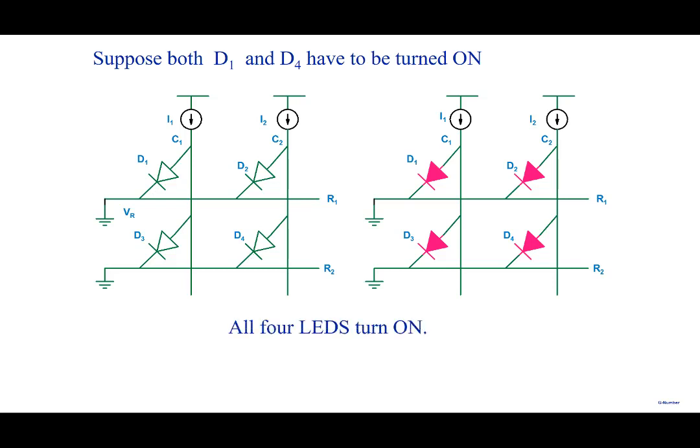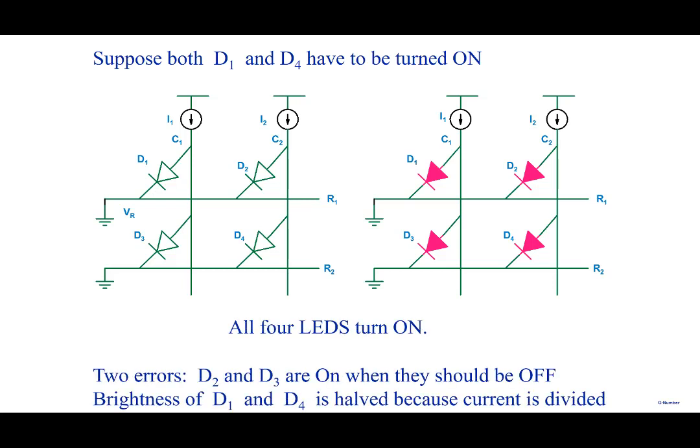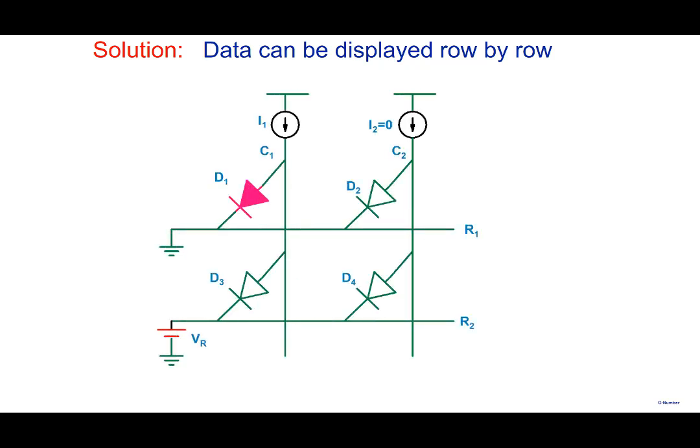So the only way we can do that is because displaying an image is nothing but displaying data. And so whatever data you want to be displayed, you do that row by row, right? So what we do is the following.